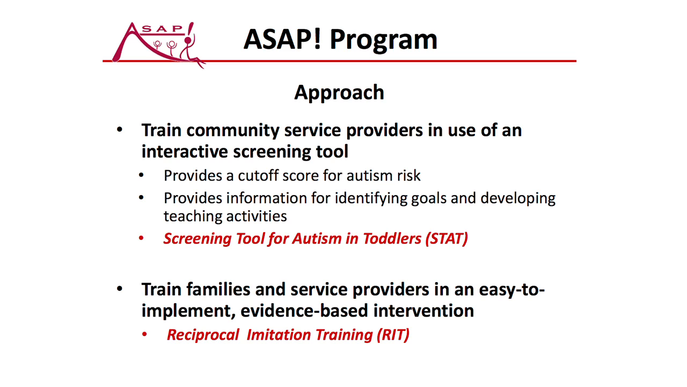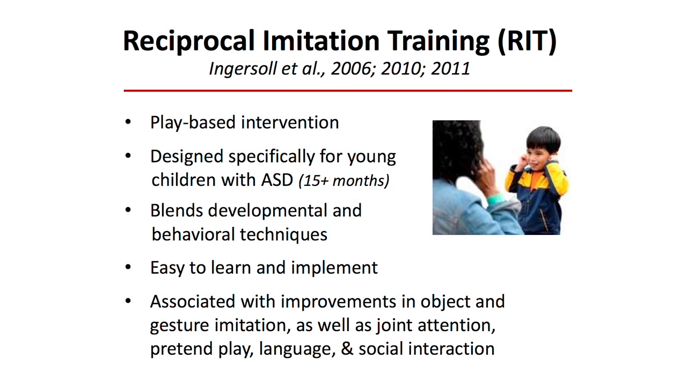Often, initiatives are just identification, but then we have the gap again: we've got them identified, but there's nobody to do the intervention, so we want to see what we can do about that. So we're training community service providers in using the STAT to develop intervention activities and to screen, and we're also training families and service providers in a very easy to implement intervention. That's reciprocal imitation training. And this is a play-based intervention.